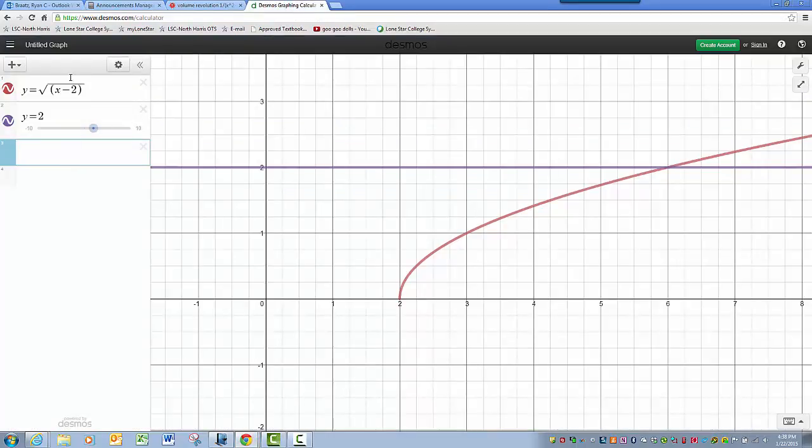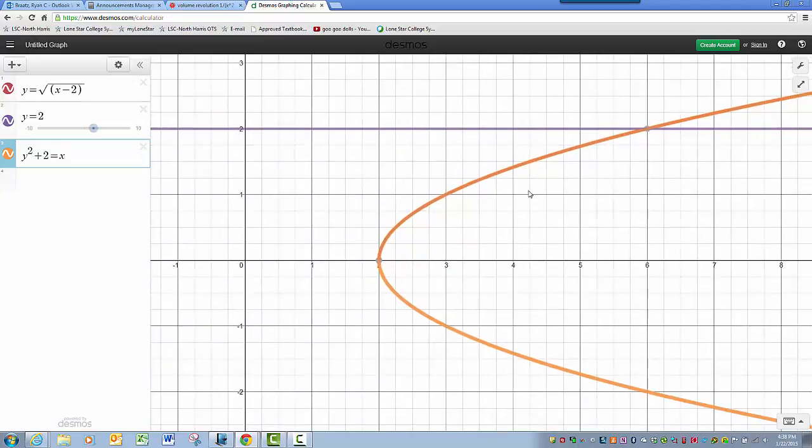Okay. So I already have y is equal to the square root of x minus 2, so let's do y squared plus 2 is equal to x. Now notice what you got here. We got the top half and we got the bottom half. And we got the bottom half here, this extra piece, okay? Because when we squared both sides, we came up with all of those negative y values, which weren't possible here.